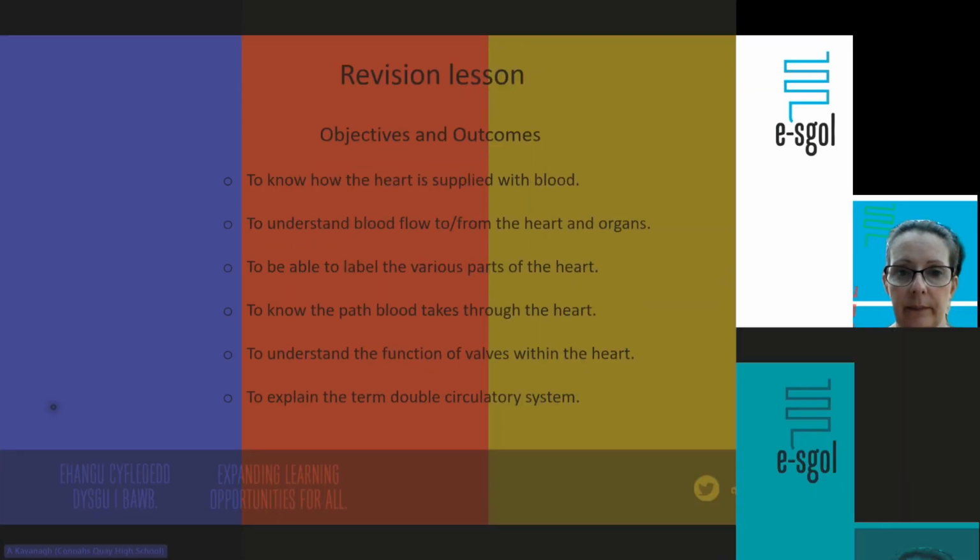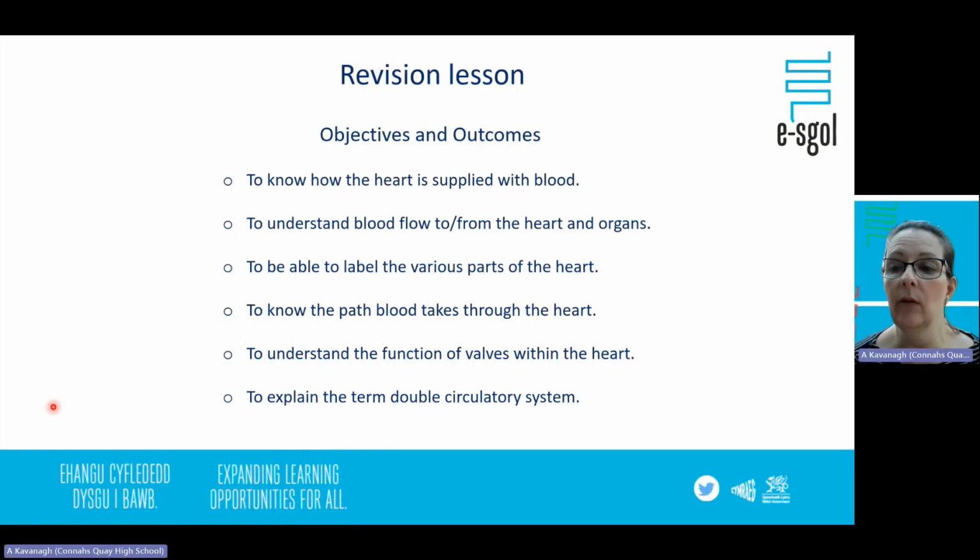So let's have a look at what we're going to look at in this session on the heart and circulation. We're going to have a look at how the heart is supplied with blood. We're going to understand how blood flows to and from the heart and other organs. We're going to be able to label the various parts of the heart and know the path that blood takes through our heart. We're also going to look at the function of valves within the heart and also within our blood vessels, and also explain the term double circulatory system.